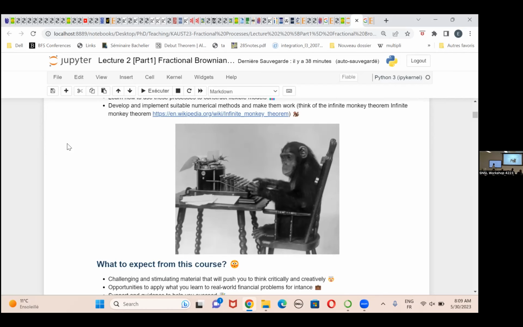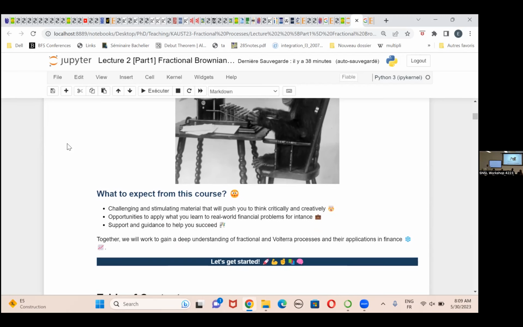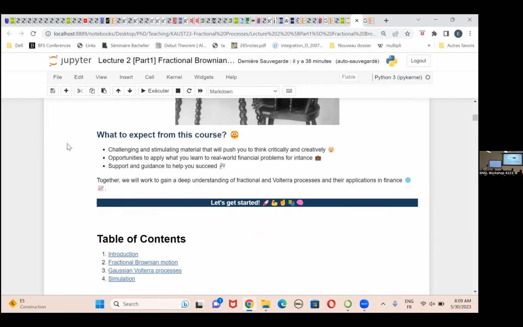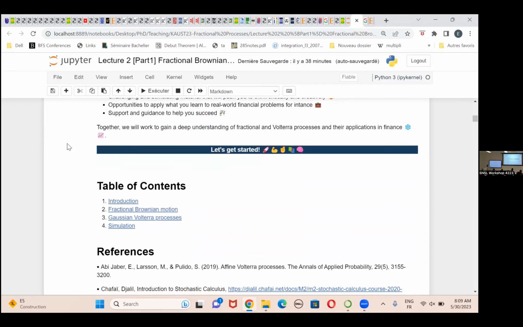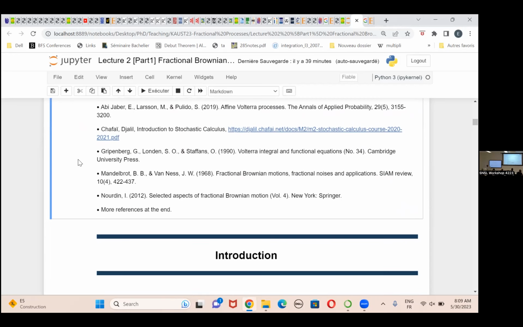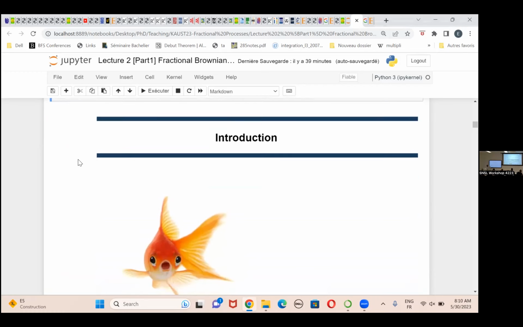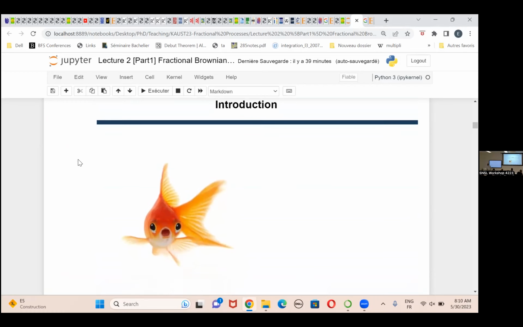I also prepared a small homework for you to play with these processes and test by yourself. If you have any questions on the homework, I'm here till Thursday, so don't hesitate to ask me some questions or even send me an email. Some references are given here and also provided by the end of the talk, and we'll also, of course, provide you with the notebook.